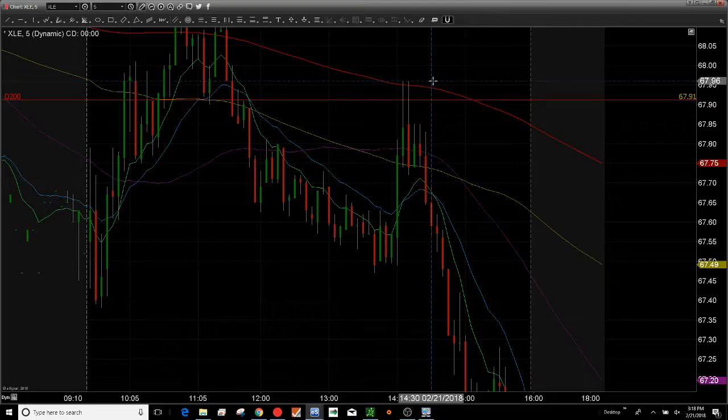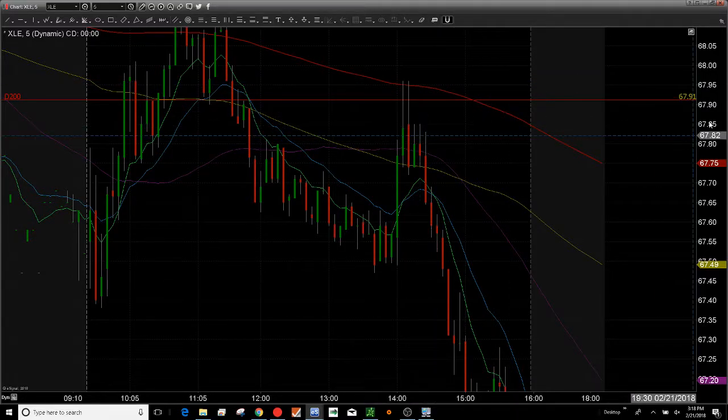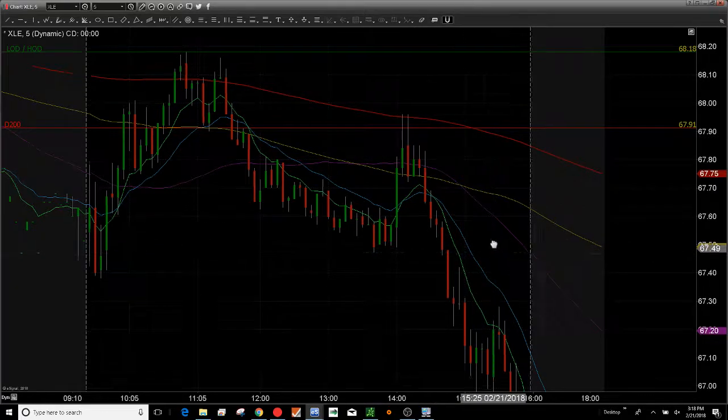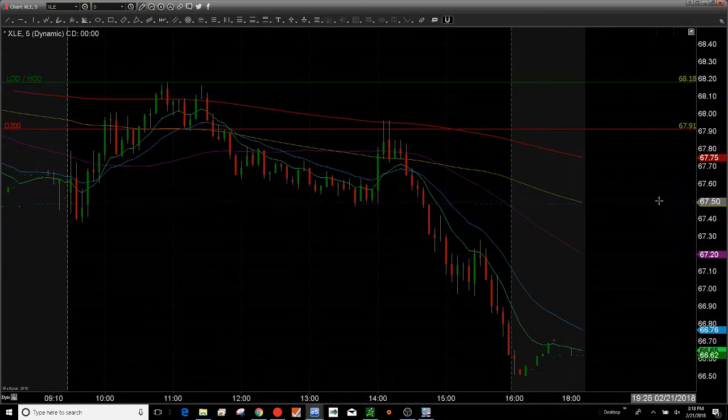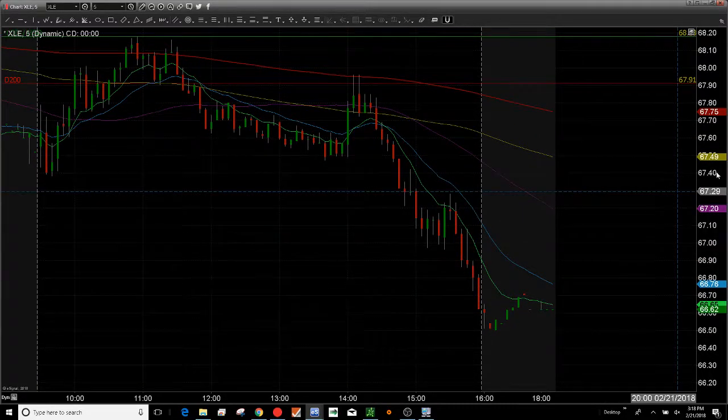Double top here at just about $68, 4 cents shy of $68, as you can see right over here. And then it just went kerflush, flush. And yeah, doing really well on this thing.